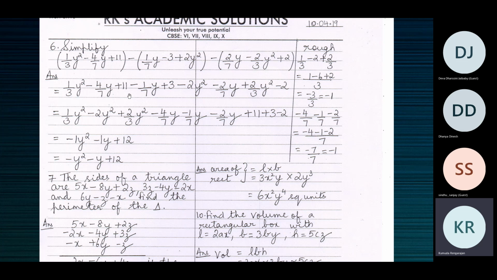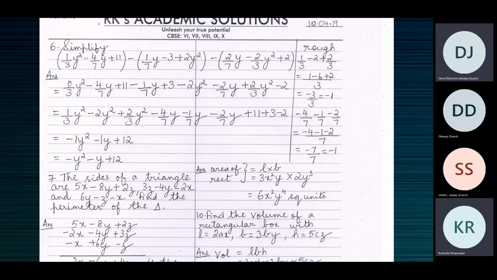It need not always be like that. It need not always be 3 of each kind. In this case, we have 3 y square terms, 3 y terms, and 3 constants. So just gather them like this. See, we have written all the y square terms together, then the y terms, and then the constants. So how do we write?